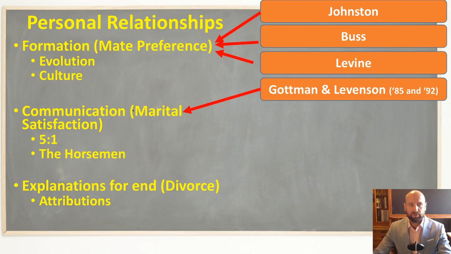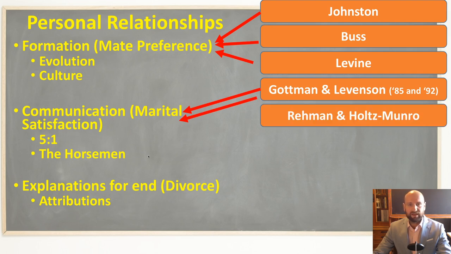And so we're looking at communication. He came up with his 5-1 rule and the 4 horsemen of the relationship apocalypse: contempt, defensiveness, stonewalling, and criticism. So we can use his studies for this topic.